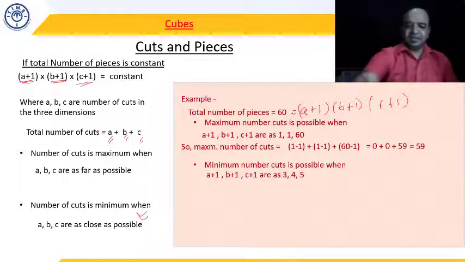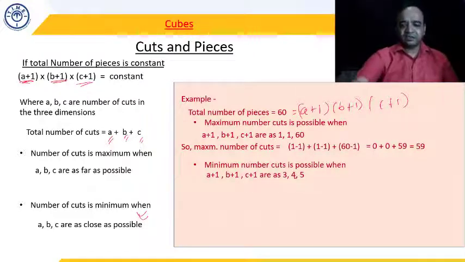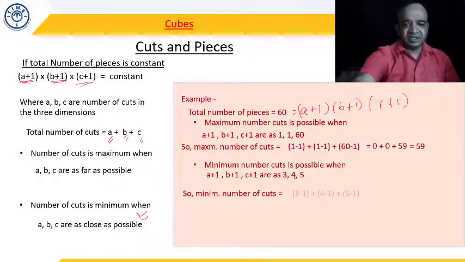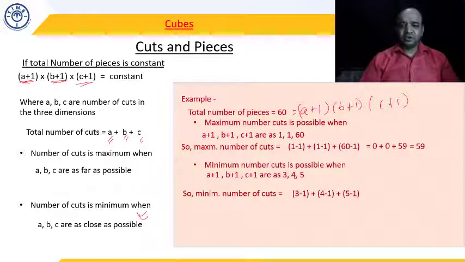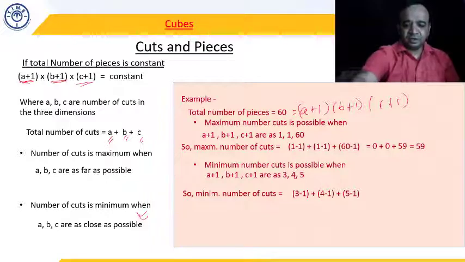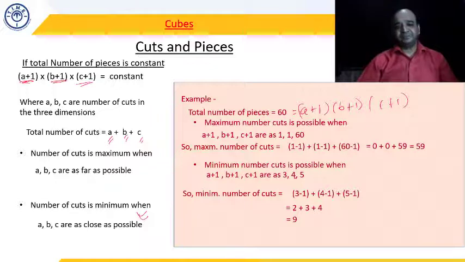In that case, a, b and c can be obtained by subtracting 1. Since a plus 1 is 3, a will be 1 less than 3. Since b plus 1 is 4, b will be 1 less than 4. Since c plus 1 is 5, c is 1 less than 5. So the total number of cuts can be obtained as 3 minus 1 plus 4 minus 1 plus 5 minus 1. I hope this is clear. And that gives us 2 plus 3, 5 plus 4, that is equal to 9 cuts. So the minimum number of cuts required in this example is here how much?